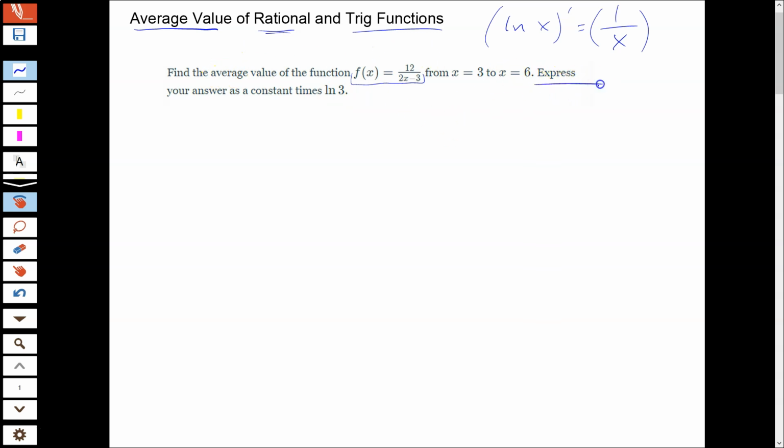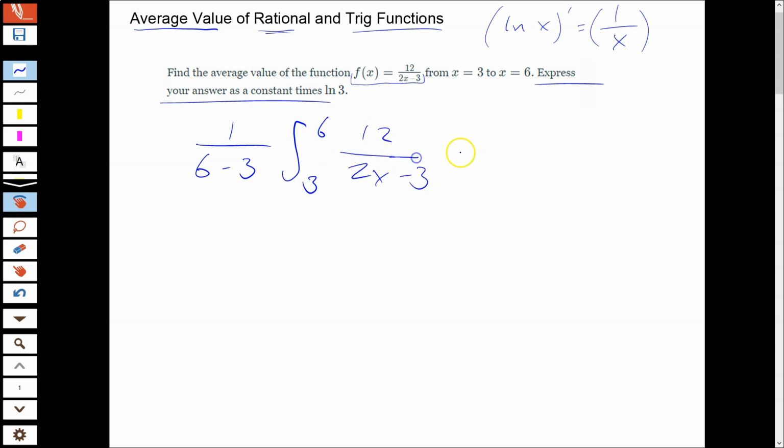Notice here, it wants us to express our answer as a constant times the natural log of 3. You're like, what in the world does that mean? I'll show you here in a second. Essentially, we want to simplify whatever we get. Let's set it up. To start, think about how to set this up. You should know from the previous lesson. You should have said 6 minus 3 on the bottom, and then the integral from 3 to 6 of my rational function here, dx. Okay, so that's exactly the same as the previous lesson.